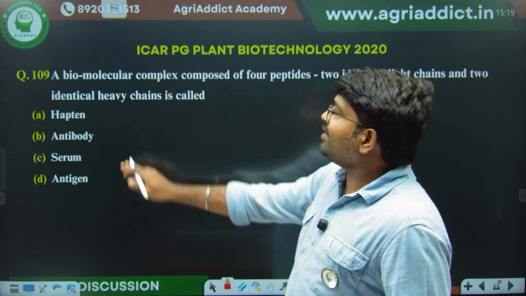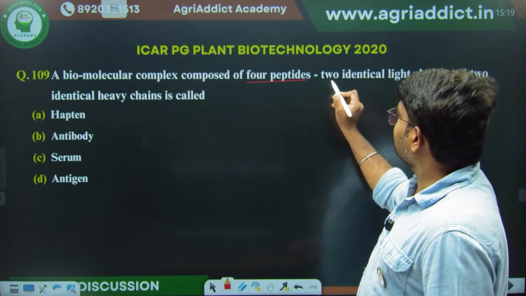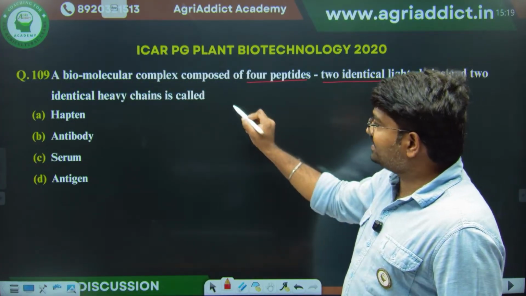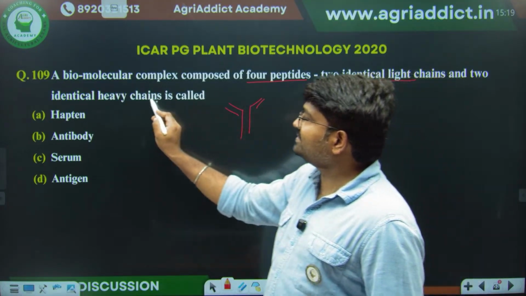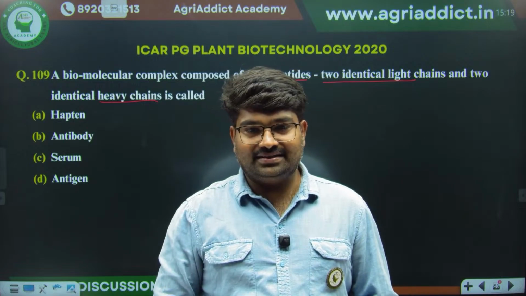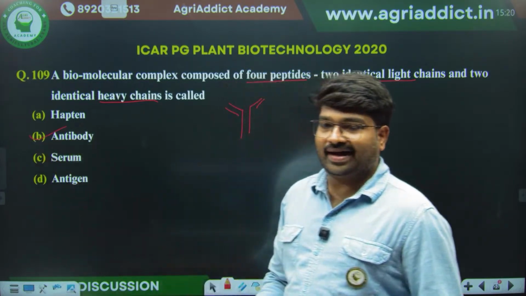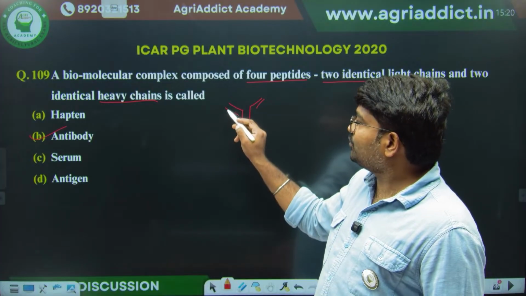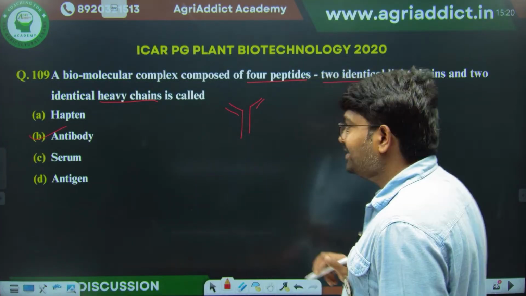A biomolecular complex composed of 4 polypeptides, 2 identical light chains and 2 identical heavy chains, is called what? Is it an antibody, antigen, or serum? Yes, it's an antibody. An antibody is composed of 2 heavy chains and 2 light chains. This is very important.